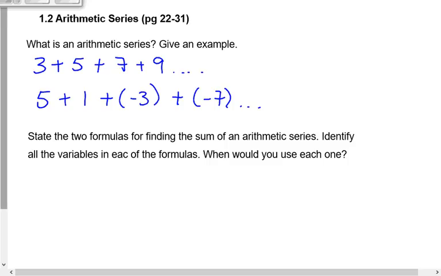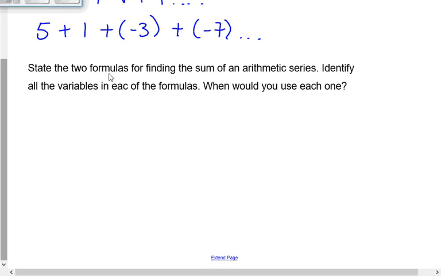Okay, so what we're looking for this time is we're going to end up using these series in order to determine the sum of a pattern. Okay, so in order to do that, first thing that we have to do is to state some formulas. We need a formula to find the sum of this. So the formulas that we're going to use, there's going to be two different ones. And first what I'll do is I'll identify the variables and then we'll put these formulas together.